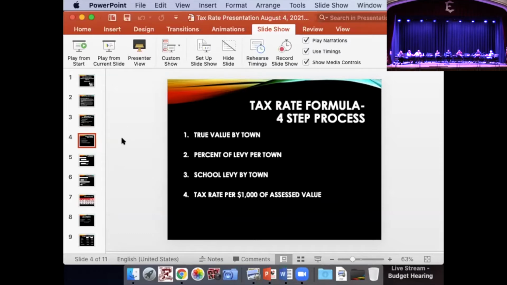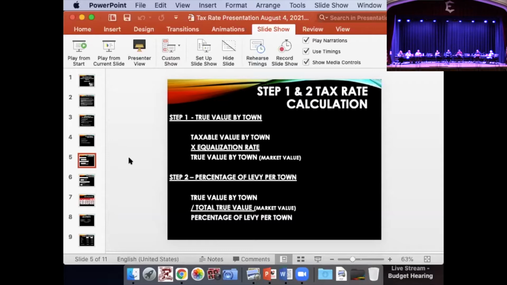The tax rate formula is a 4-step process. You start with the true value by town, and again, that's from the assessors, which gives us a percentage of the levy per town, which gives us a school levy per town, and then the tax rate per assessed value. So rather than give you numbers at first, we're just going to talk about it.